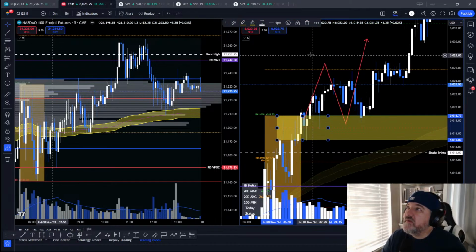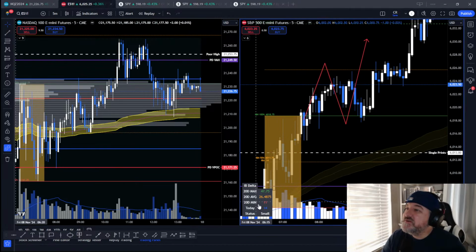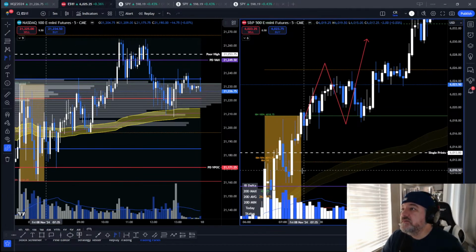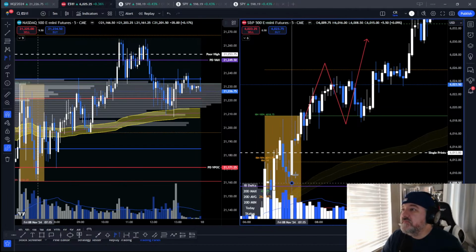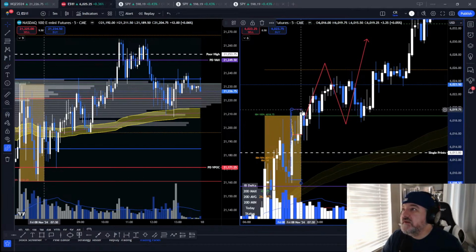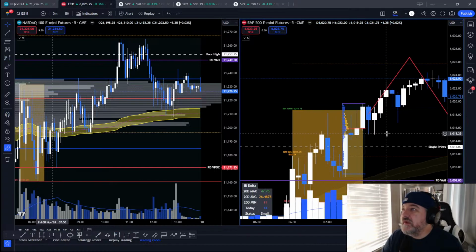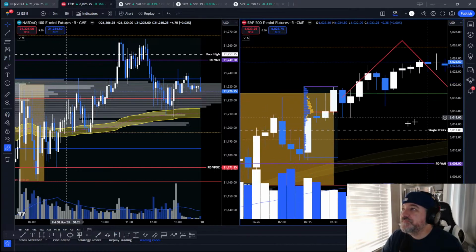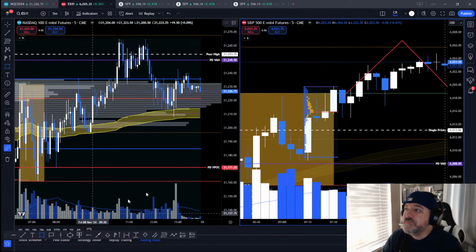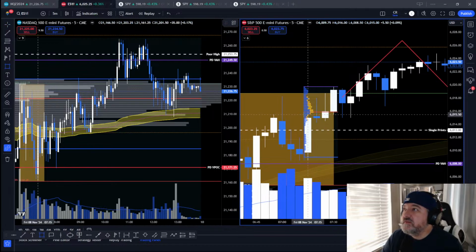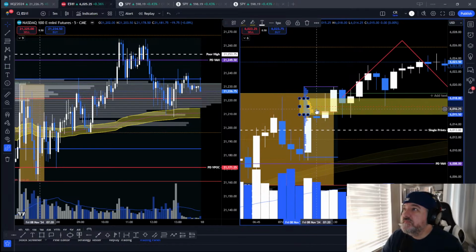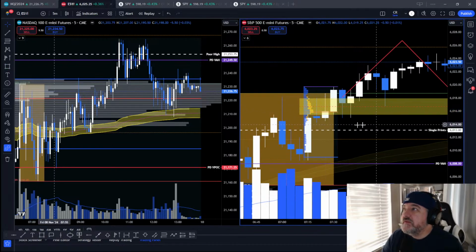I'm trying to remember exactly how I found this, but I'm pretty sure I just drew the fixed range volume profile from here to here, and then right here in this area you can see we have a larger volume node right through here, and so this was my level to go long.